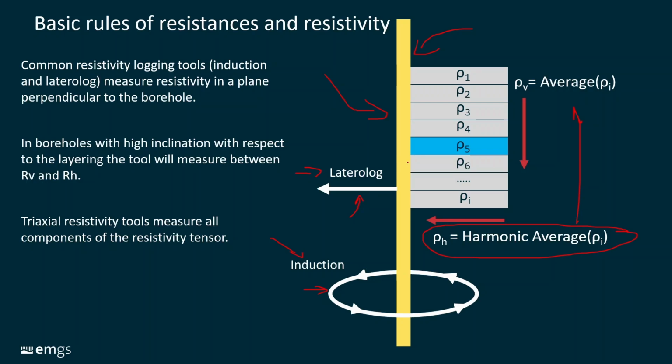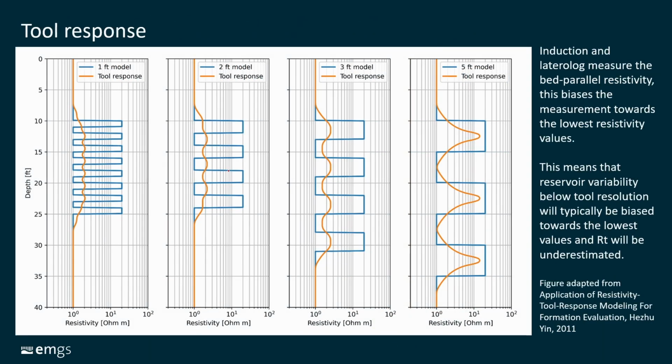But most of the time, your borehole will be more or less perpendicular to your layers, and you will have either lateral log or induction logs available, which measure the harmonic average. And this is a problem because the harmonic average is driven by the low values, while we are interested in the reservoir, which is supposed to be the high values of the resistivity. Let's see how that works in a bit more detail.